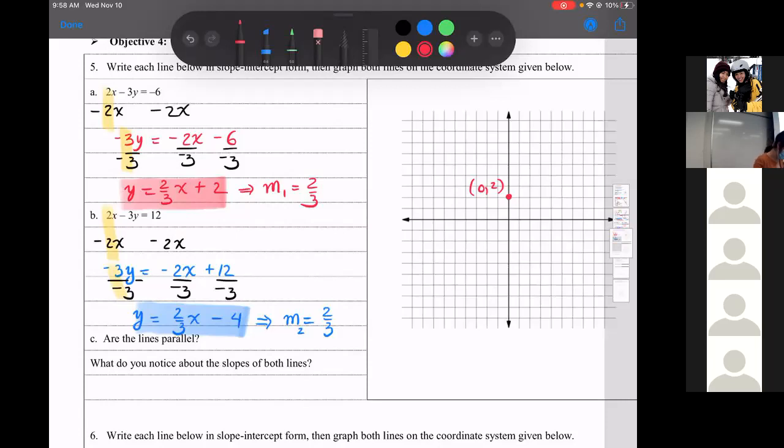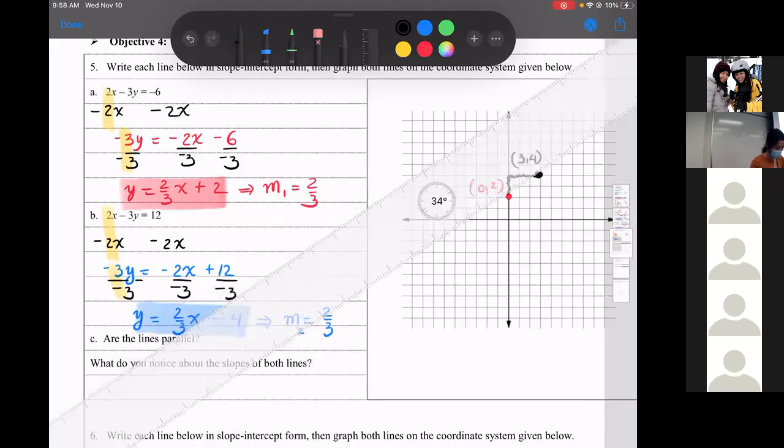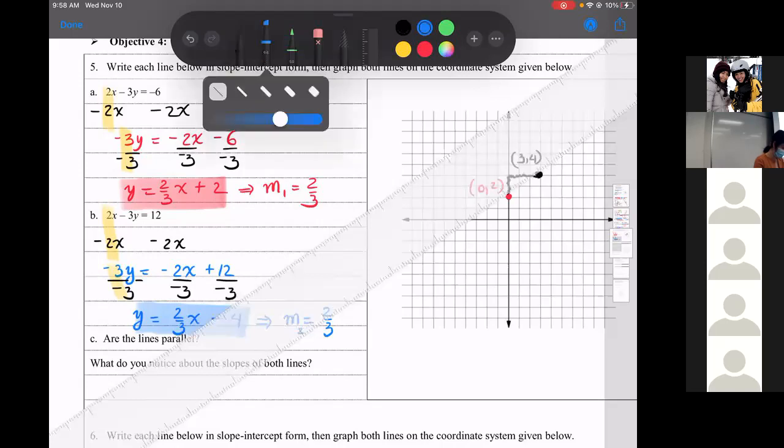And then from 0, 2, if I want to draw a line, what do I do? Do you guys remember? Go up 2, right 3, right? Yeah. Up 2 and right 3. So what is that point right there? The width is 3 and the height is 4. 3, 4. And then connect the dots. Oops, I want it red.